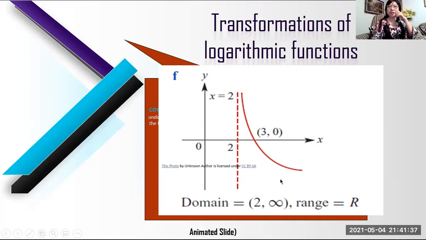What about the range? The range is the set of values of y of this function. And the set of values of y of this function is all real numbers from negative infinity to positive infinity, because this function keeps going up here and keeps going down here. So that is another transformation.